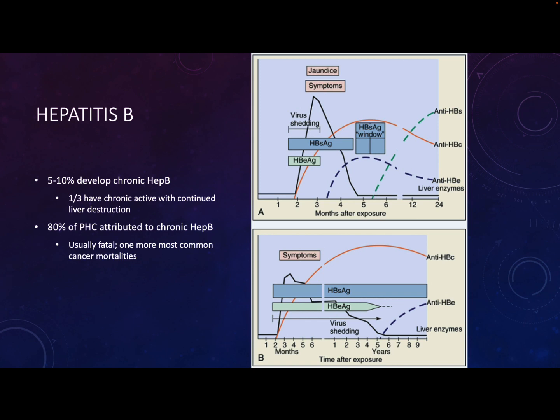We don't see a ton of viruses that have that high of an association with causing cancer. Do you guys remember what the other one is that's really highly associated with cancer? HPV. Yeah, remember something like 99% of cervical cancers, 70% of oropharyngeal, 70% of penile and anal cancers are associated with HPV. So 80% of this type of liver cancer is associated with hepatitis B. And it is usually fatal.